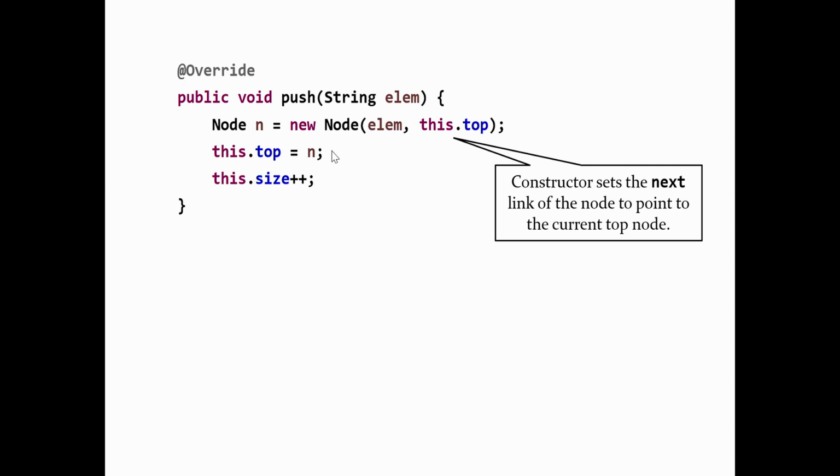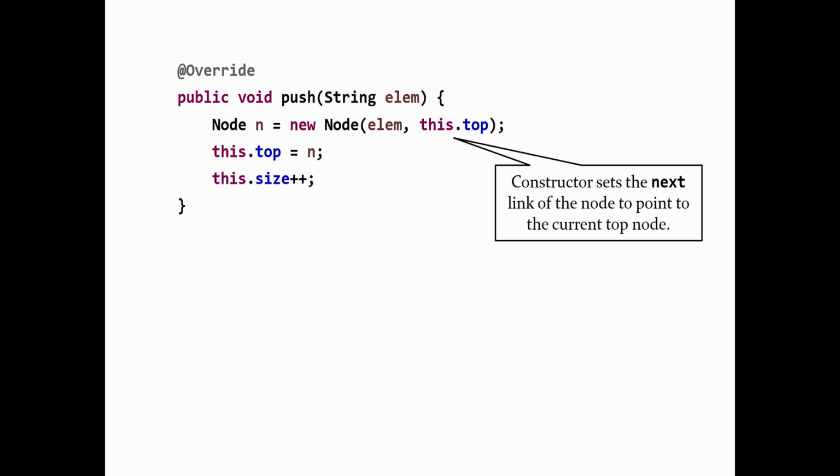Okay, then what do I do? I have to adjust the current top node so that it points to the new node. So this.top is equal to n. And now what? Increment the size by 1. So increase the size by 1, and that's it. It's actually very easy to do.